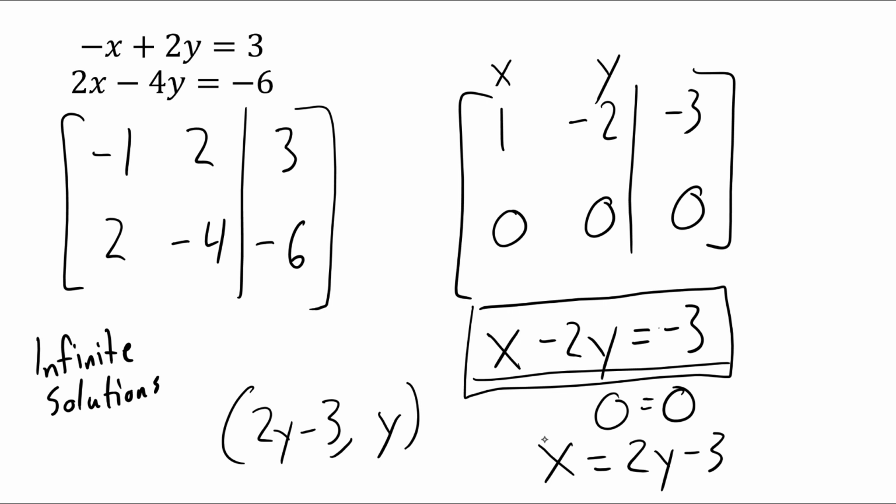And we could plug in any value of y that we want, and we can get a new solution. So if I plug in 1 for y, that's 2 times 1 minus 3, that's negative 1, and then plug in 1 for y, that gives us 1. So negative 1, 1 is one solution to this problem. If I plugged in 2 for y, that would be 2 times 2 minus 3. So 4 minus 3, that's 1. So 1 and 2, that is another solution to this system of equations. So there are infinitely many of those solutions to this system of equations.